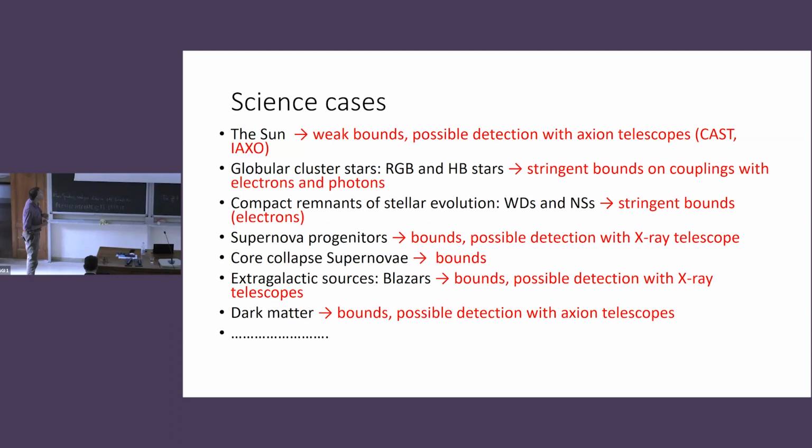Another interesting astronomical source of axion-like particles are stars in globular clusters, and I will talk about that later. Right now, the most stringent bounds on the coupling with photons and electrons come from this kind of source. And similarly, also very important are compact remnants of stellar evolution, in particular white dwarfs and neutron stars.